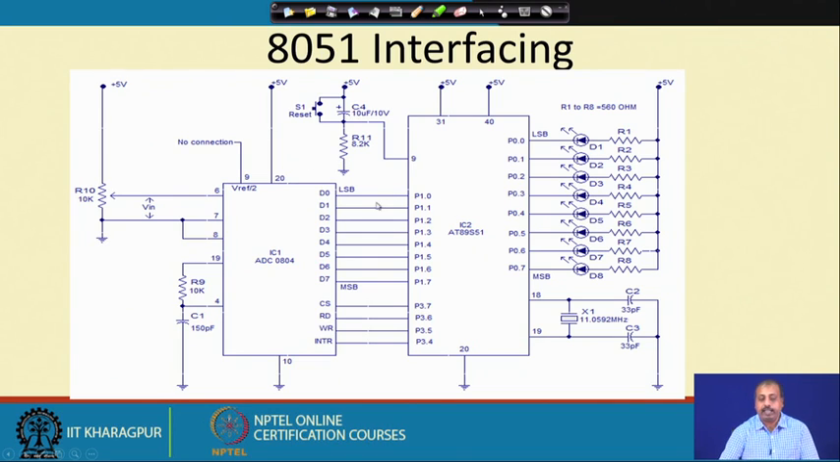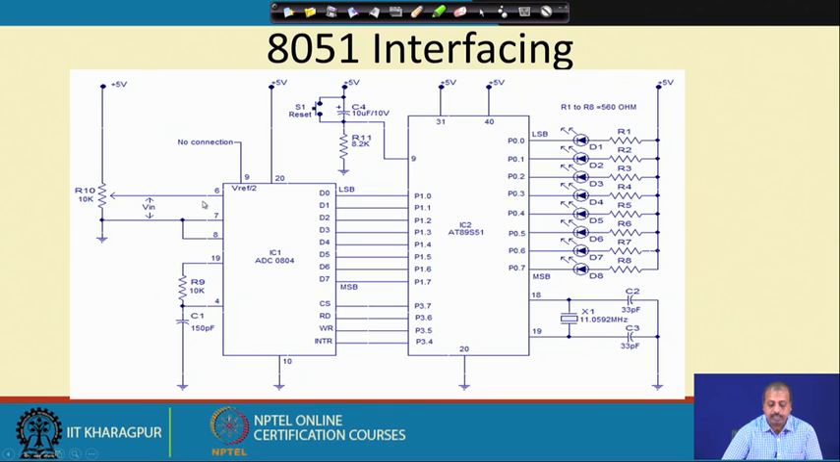This is a schematic diagram in which we have connected one 8051 chip with this ADC 0804. In this case, port 1 has been used for getting the data. This port 1 is connected such that the LSB D0 is connected to P1.0 and D7 is connected to P1.7. Port 3 has been used for driving the other signals like chip select, read, write and interrupt. So, these are the signals given for this operation.